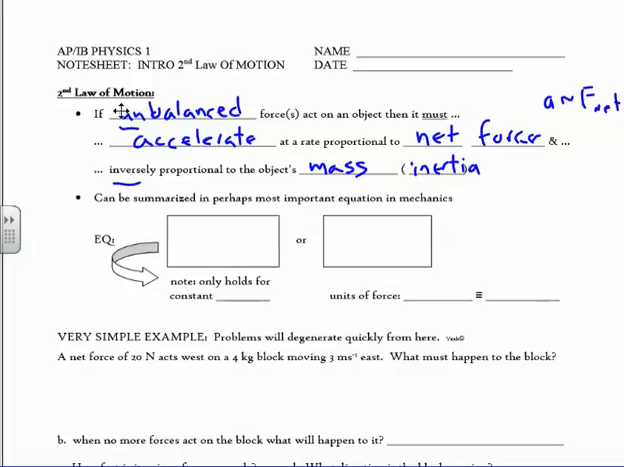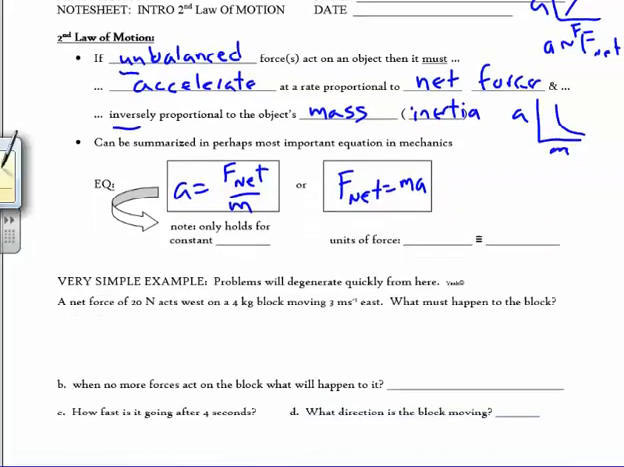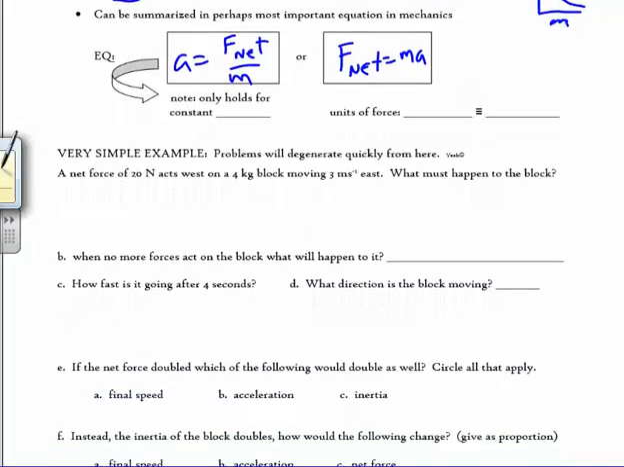Okay, so we know that a and m follow an inverse relationship, and here a and F follow a direct linear relationship. So this can be summarized as we said in class: a equals F net over m, or it is commonly written as F net equals ma. I prefer the first because it tells us what a depends on, the net force and the mass. This second equation does not tell us what F net depends on. It's just mathematically equivalent to it.